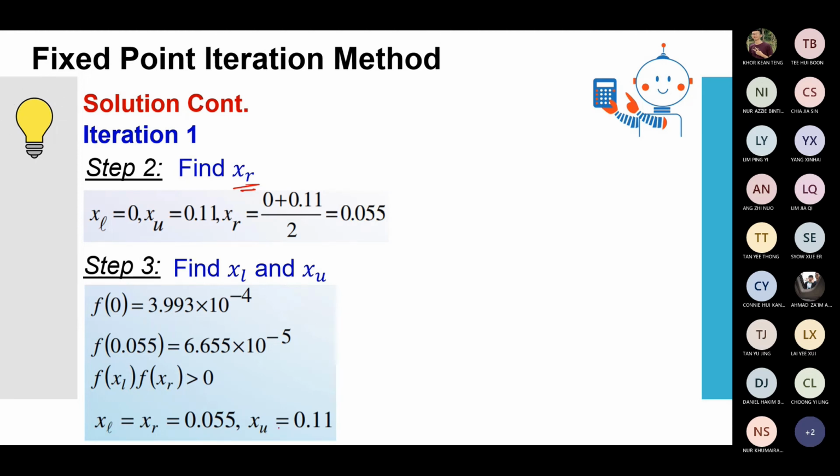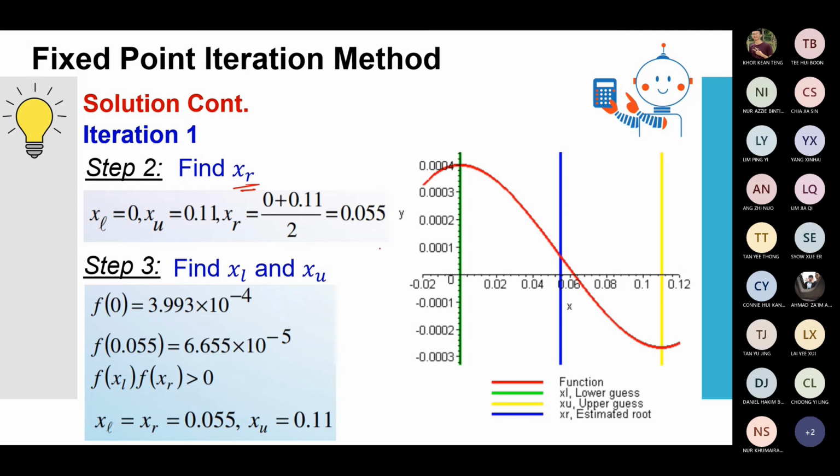Now if you illustrate it in the graph, you can see it easily. We move to the new estimated root, 0.055 that we just found. Remember, the green one is the initial guess and the yellow is the initial guess. And then the new root after you find XR will be the blue line here. It is closer to the exact root. Now we need to consider this and this, and we omit this. We no longer look at this. We only consider the two boundaries between these two.